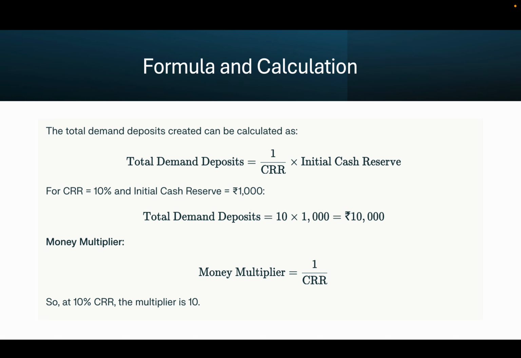Here is a shortcut to calculate the money multiplier. It's the inverse of CRR, that is 1 by CRR, right? So, if CRR is 10%, multiplier is 10. That means 1 rupee deposit can become 10 rupees in the economy. Suppose, for example, CRR goes up to 20%, what will be the multiplier? It would be 5. That is because the higher the CRR, the less the bank can lend. So, money creation slows down.